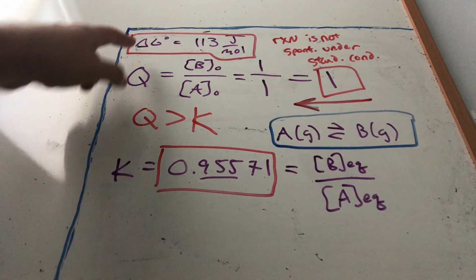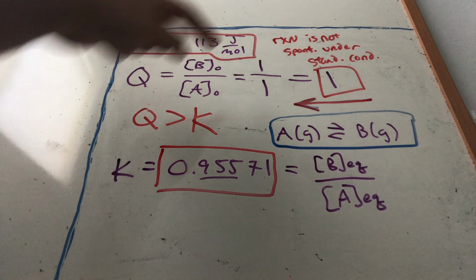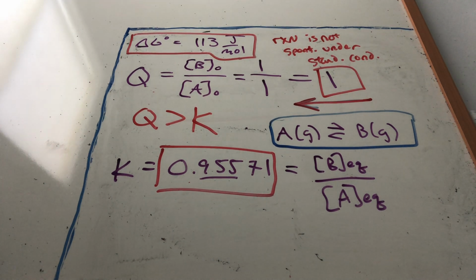Now, K always comes from a delta G naught, but what happens if we're not under standard conditions? That's what we're going to explore next time. So everything we've talked about this time applies for standard conditions. Next time we explore non-standard conditions.